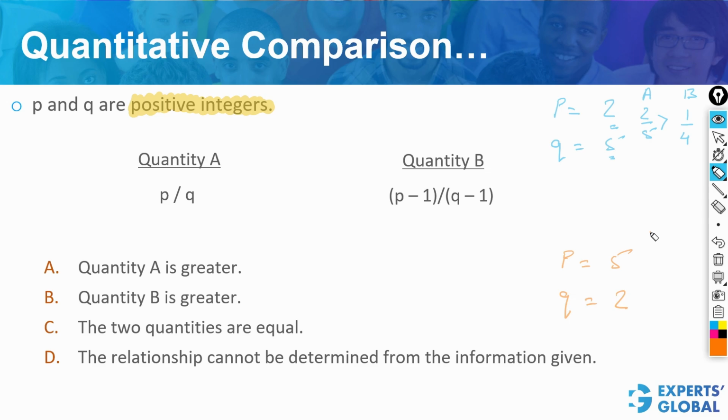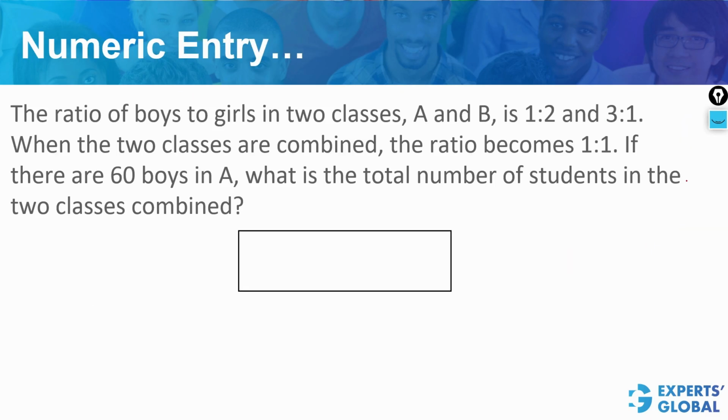In the second case, quantity A is 5 by 2 and quantity B is 4 by 1. And now you see quantity B is greater. Since we got both the cases, A being greater and B being greater, D is the correct answer choice. Please pause the video and solve this.